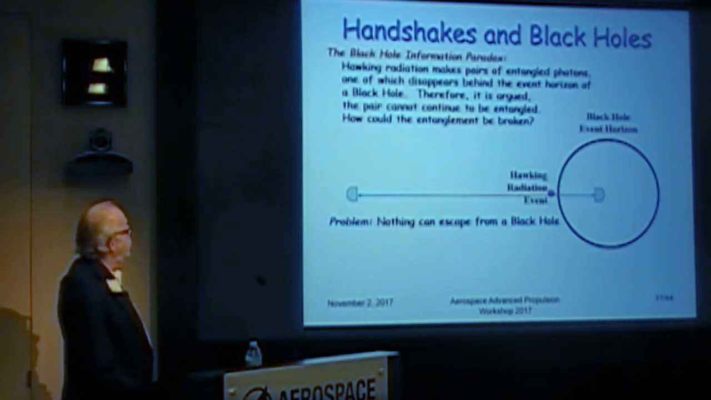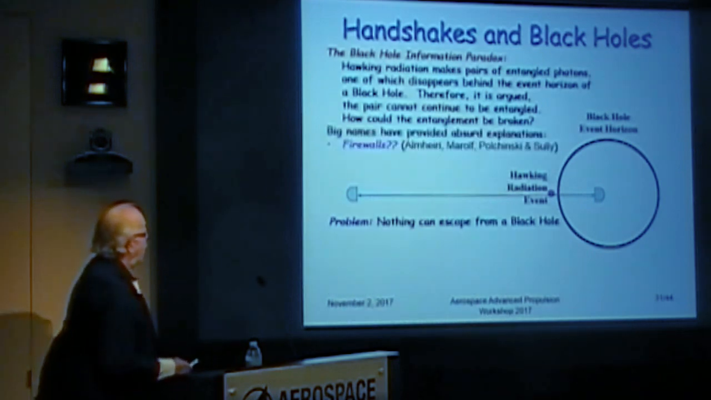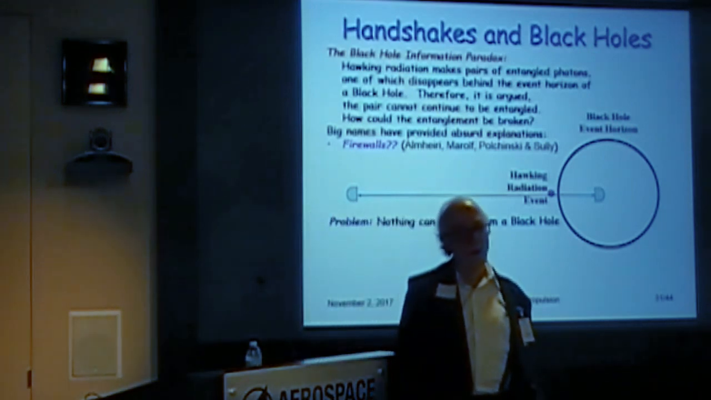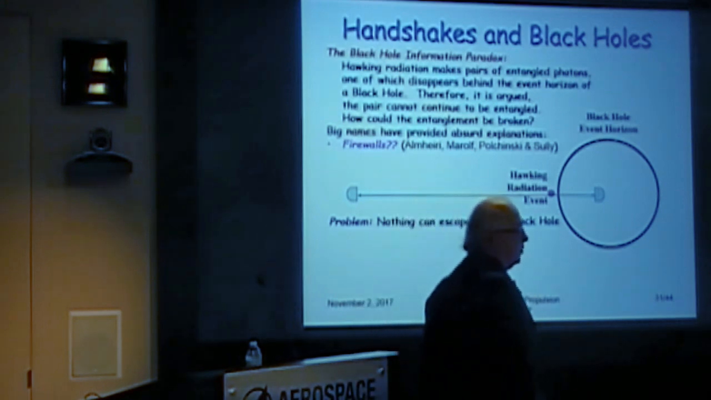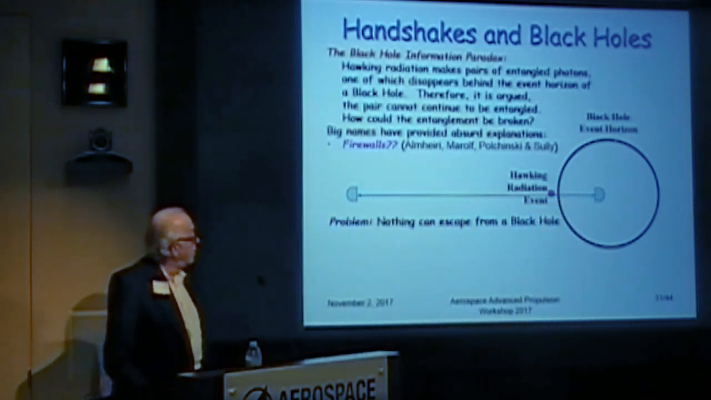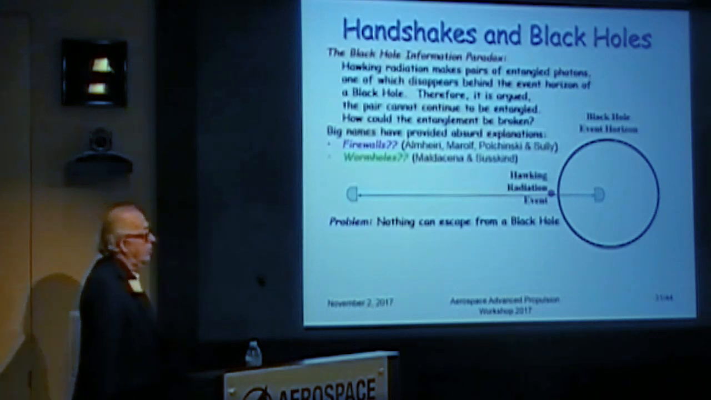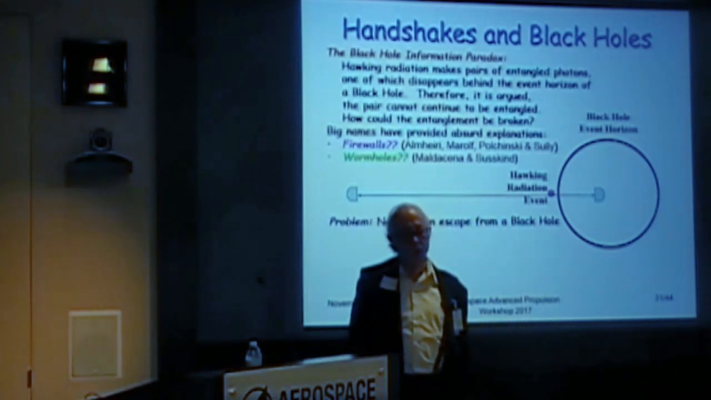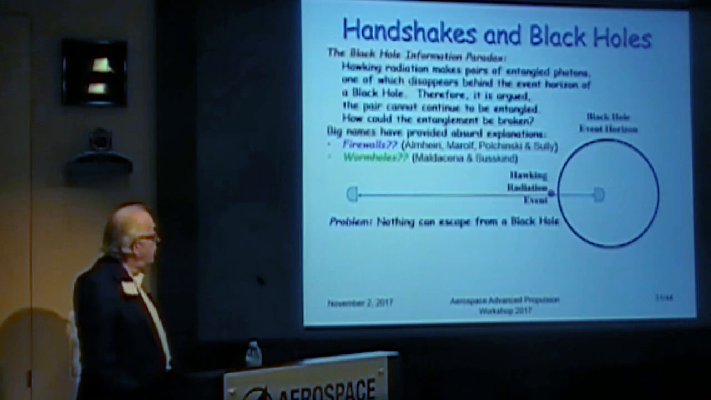And some very prominent string theorists have made some very wacko assertions about it. These guys, for example, say that whenever you break an entanglement, energy is released. Now, why that's true, I'm not sure, but it makes a firewall, and so anything that tries to go through the firewall is destroyed, and so you don't have to worry about the entanglement anymore. Susskind and Maldacena, anyway, these two guys are prominent string theorists, have asserted that wormholes form and the entanglement is preserved by creating wormholes at the event horizon.